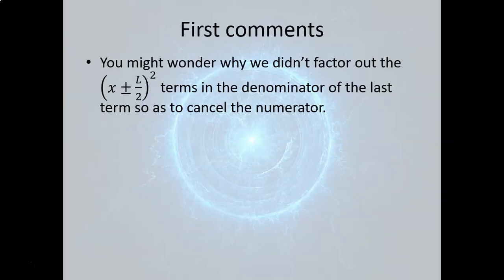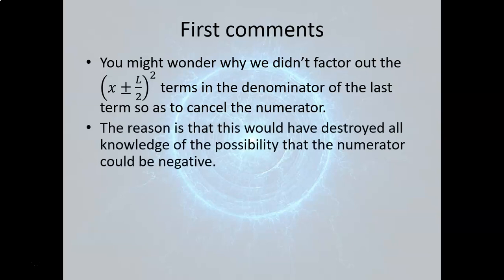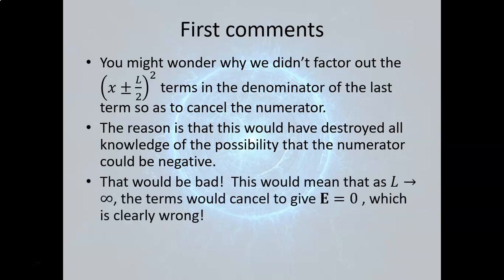So anyway, you might wonder why we didn't factor out those terms in the denominator and try to cancel the denominator, so as to cancel the numerator. And the answer is that if we did that, we would have destroyed the knowledge of the possibility that the numerator could be negative. It's a similar type of argument that we mentioned in a previous video where we did not say that the square root of x squared was just x. We kept it as square root of x squared because we did not want to destroy the knowledge of the possibility of x being negative. And by saying square root of x squared is x and then canceling an x from the numerator, it works as long as you're in the first quadrant, but otherwise it might not work. Okay.